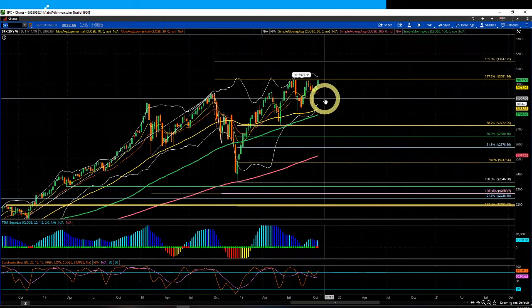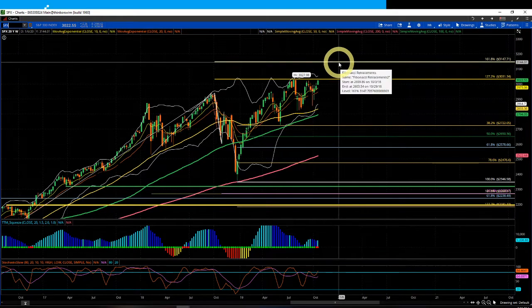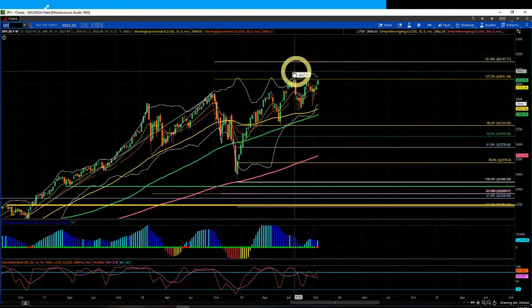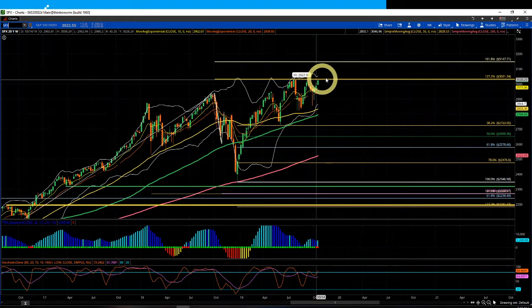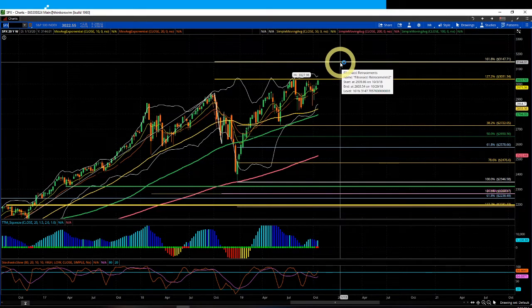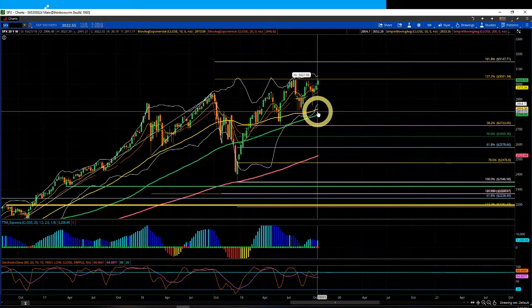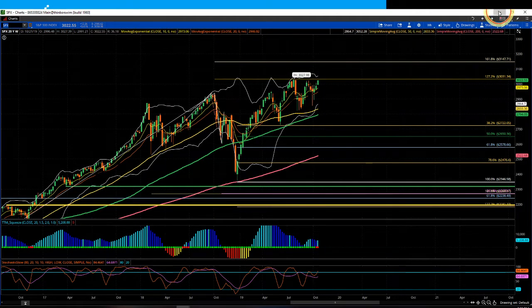But my opinion is that this goes higher and breaks that high right there, just like it did back here, and goes higher. And it goes up here. So that's what I think on S&P. Let's get that out of the way.